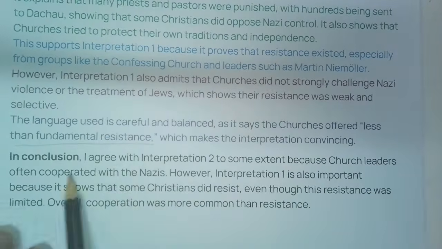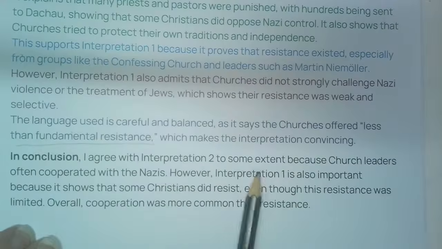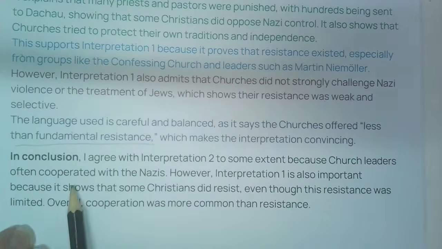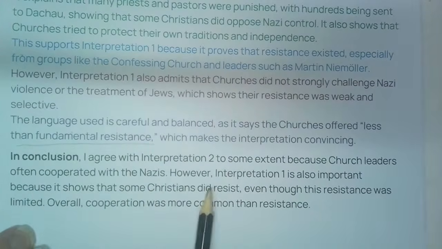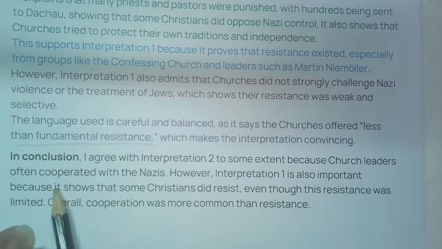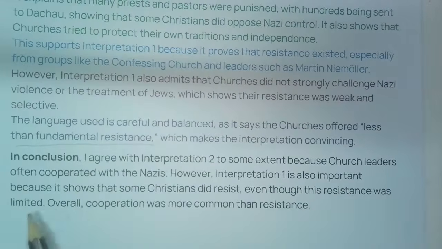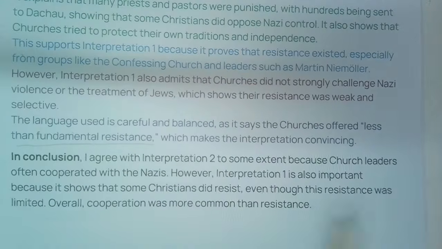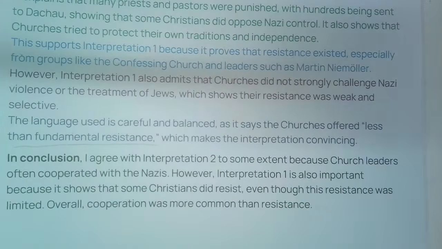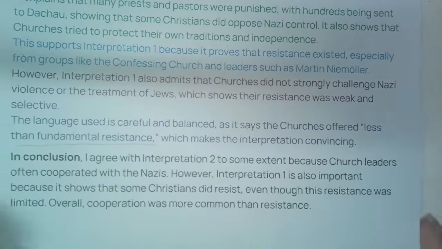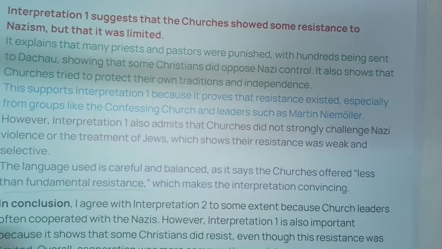In conclusion, I agree with interpretation 2 to some extent because church leaders often cooperated with the Nazis. However, interpretation 1 is also important because it shows that some Christians did resist, even though this resistance was limited. Overall, cooperation was more common than resistance. And that's it. That will completely pull all your ribbons together. That is a beautiful 16-mark answer and will easily get you the marks.